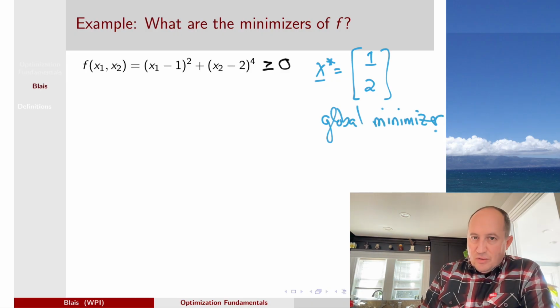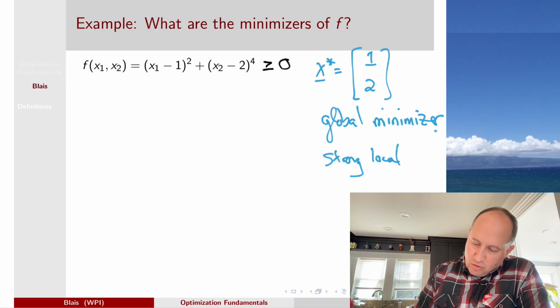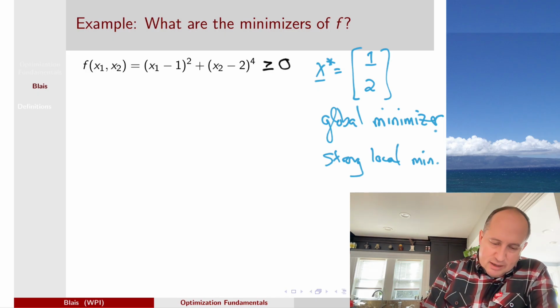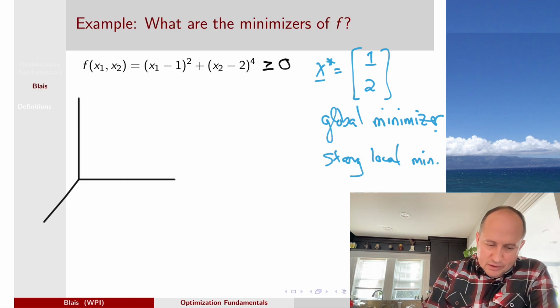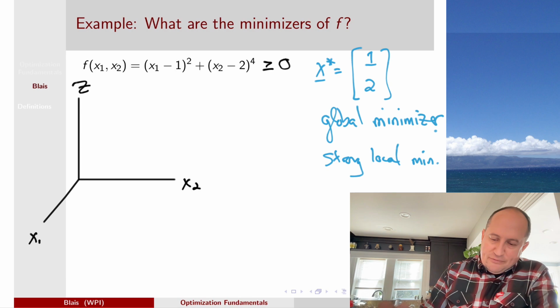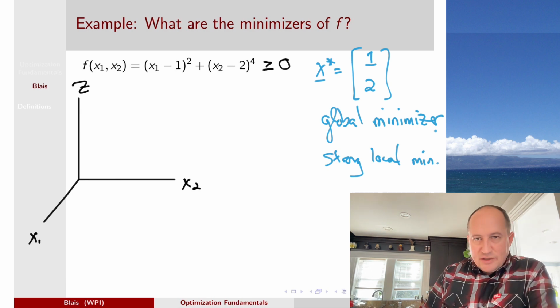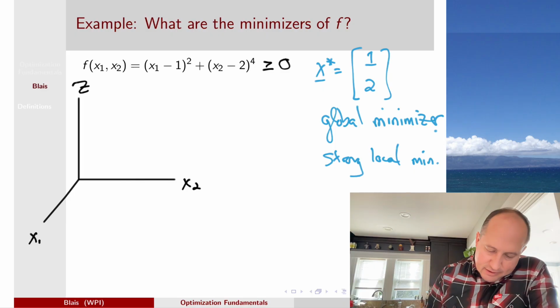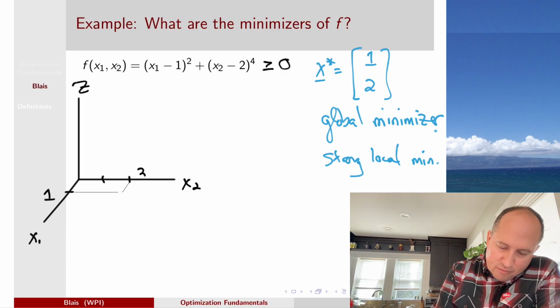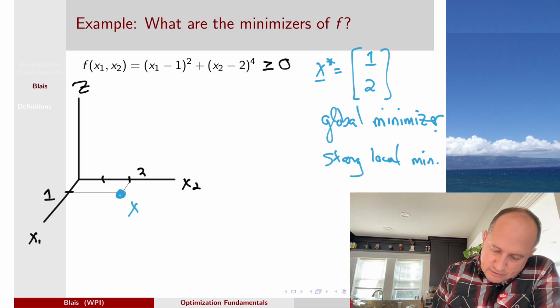And we also know that this is a strong local minimizer. There's no flat spot there. So this is going to be a paraboloid, which we will graph using software on the next page. But if you think of it like this, so we want to graph the function z equals f of x1, x2, and we know that down here at the point 1, 2 in the domain, we have this x star.